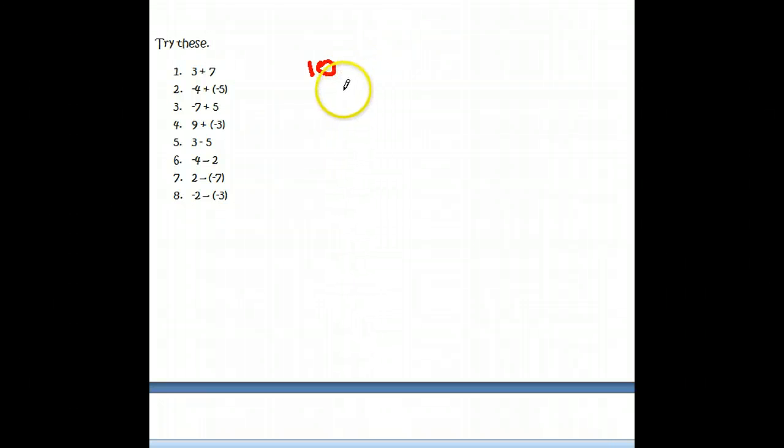Number 2, negative 4 plus negative 5. We'll start at negative 4. It's plus, so we're going to face to the right. But it's a negative 5. So we're going to walk backwards 5. That's going to take us to negative 9. How you doing so far? Hopefully good. Alright, so third problem.